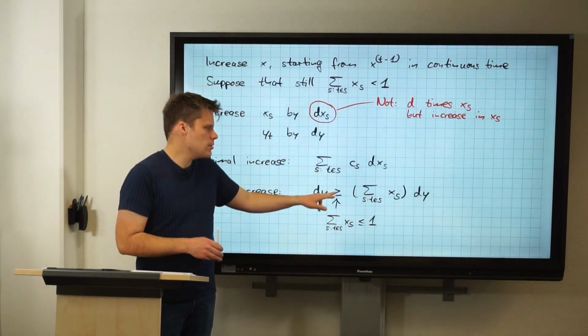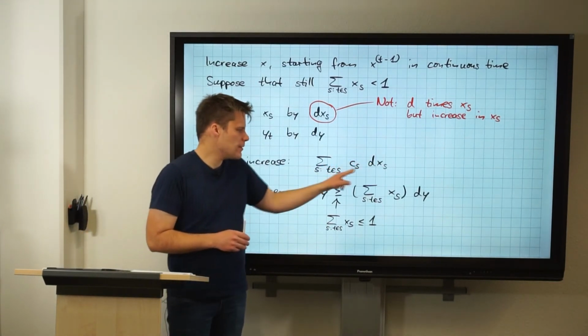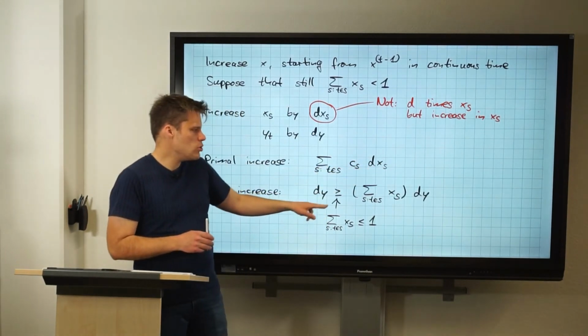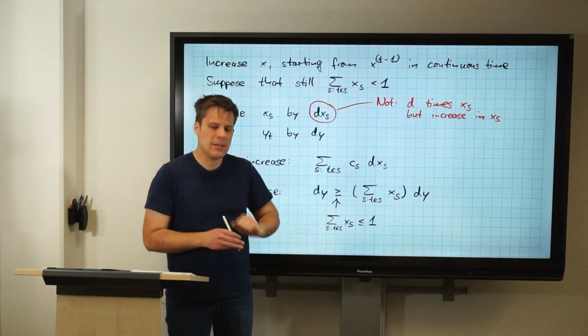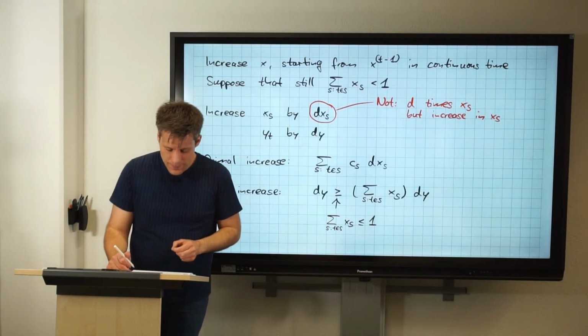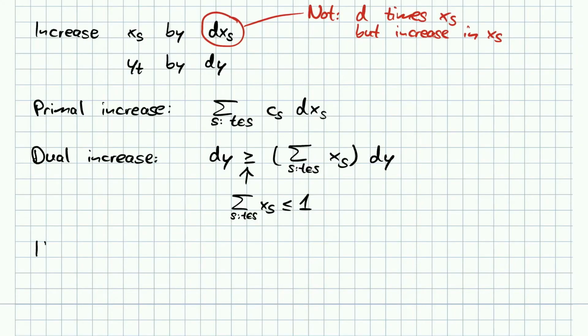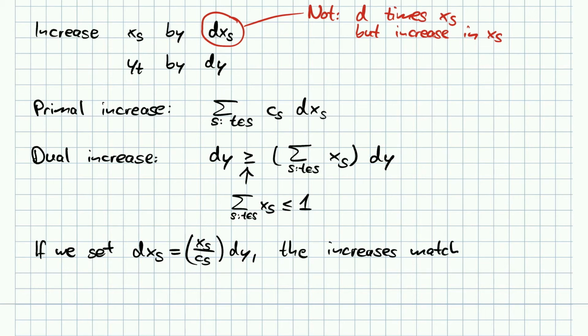Now we want these two things to exactly match. How do we do this? We'll set cs times dxs to be exactly equal to cs times xs times dy. Or, written differently, if we set dxs to xs over cs times dy, the increases match up.